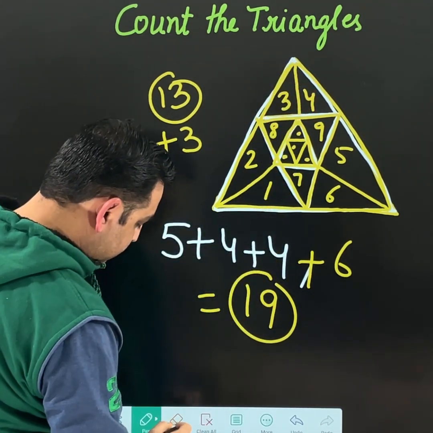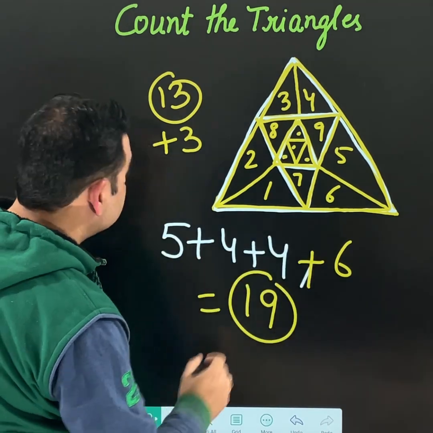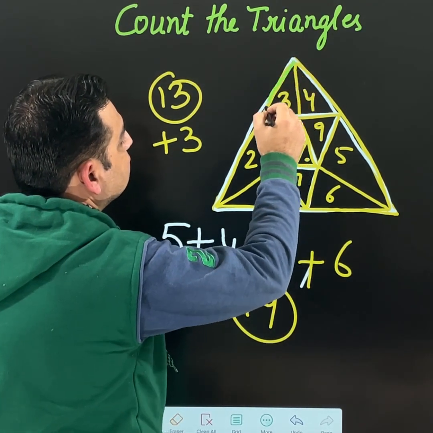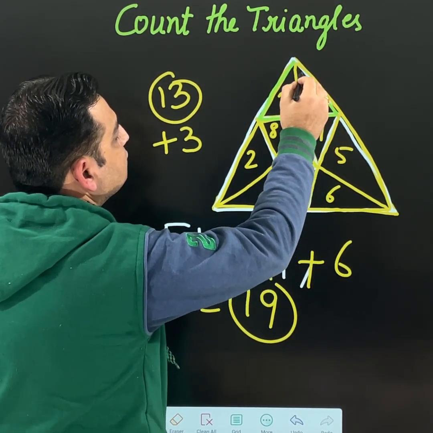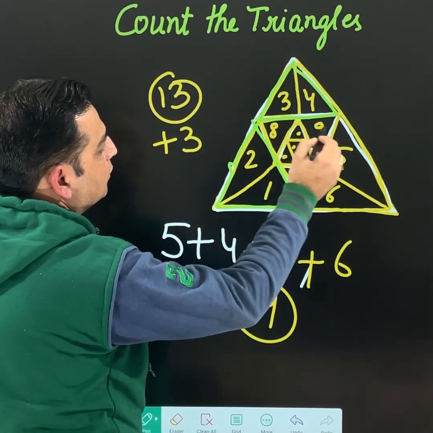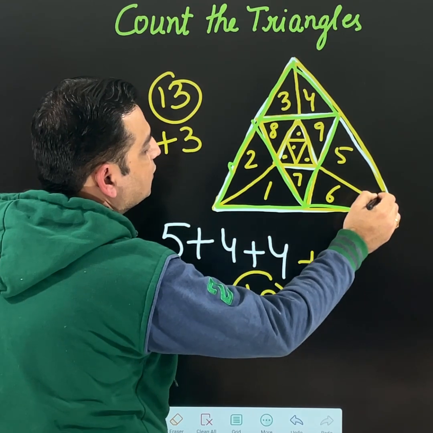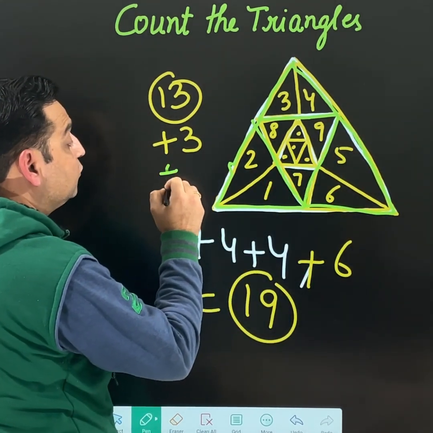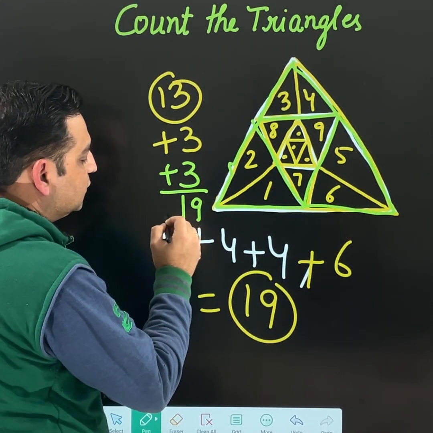This is one of the triangles. Let me change the color. Look at this. This is number 1. This is number 2. And this is number 3. These three were left to be counted if you do it manually. See, the answer is still 19.